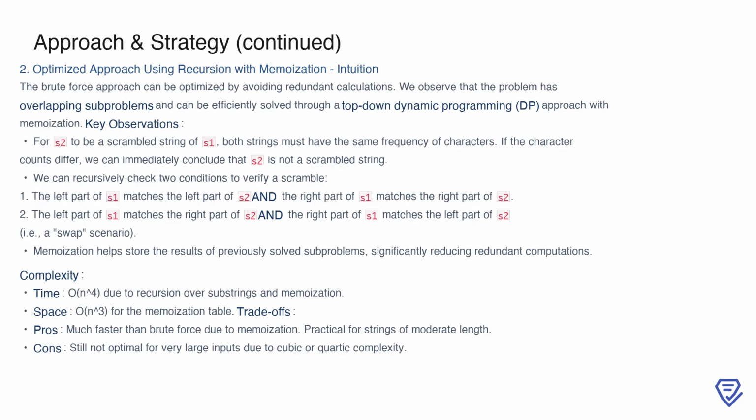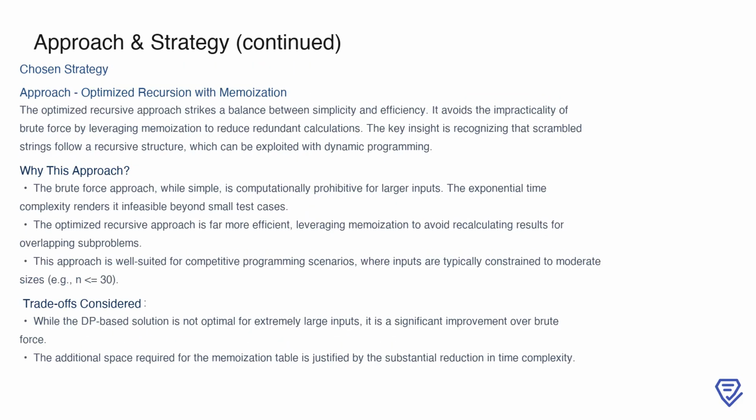Through memoization, we store the results of these checks, significantly reducing redundant computations. While this approach has a time complexity of n to the power of 4, and a space complexity of n cubed, it is still much faster and more feasible than the brute force alternative for strings of moderate length. The optimized recursion with memoization approach is the chosen strategy for solving this problem.